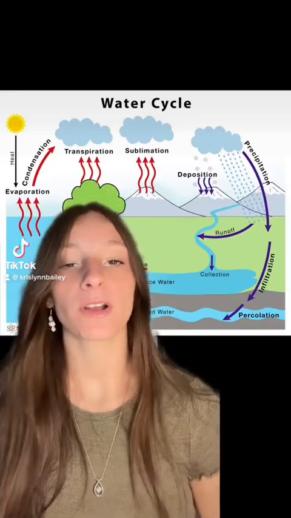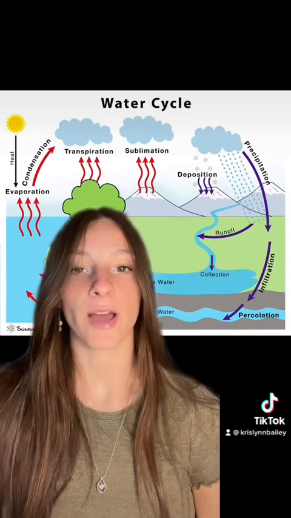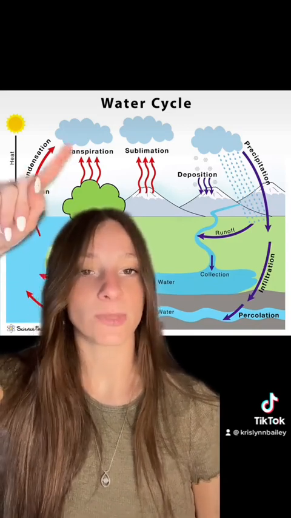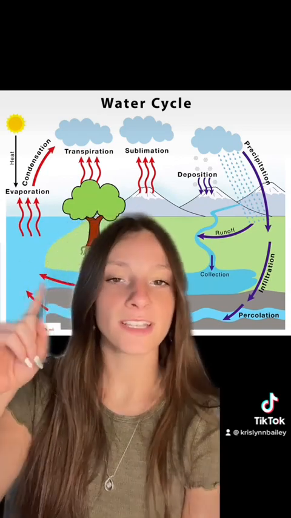Okay, so today what we're going to learn about is the water cycle, and specifically four things in the water cycle. So evaporation, condensation, transpiration, and precipitation. So to start off with, you see this lake over here?